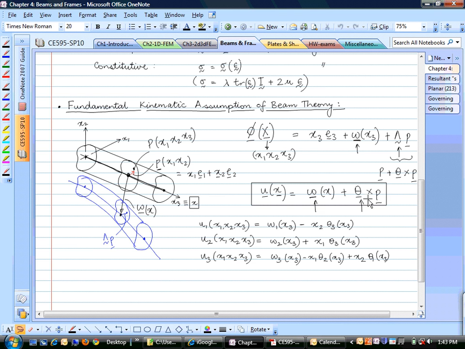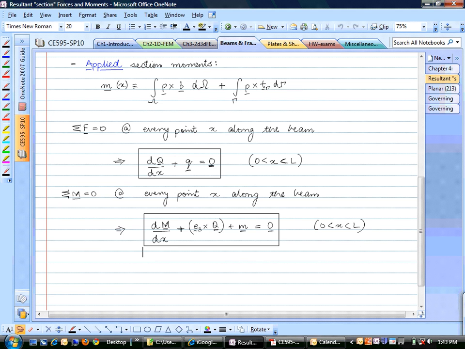And this is crossed with P. P is some vector within the cross section. So we are saying that theta cross P will take this point to its new rotated position. Once we have this center line deformation and once we have the rotated cross-section position, we know where the beam is in the final configuration. And that is basically the kinematic hypothesis.